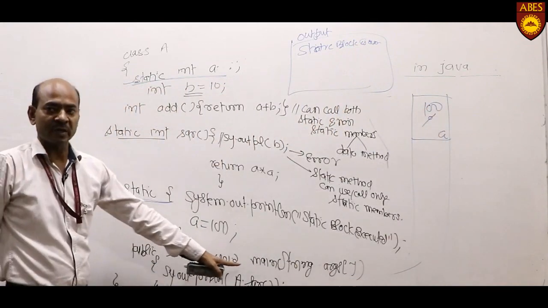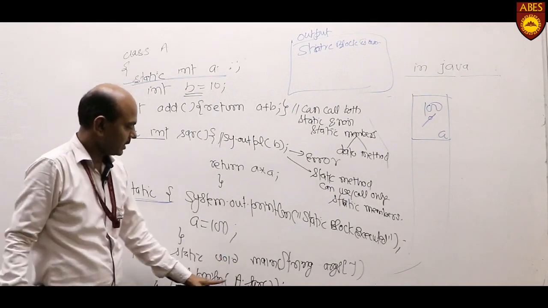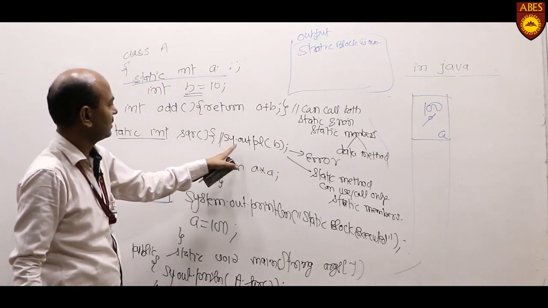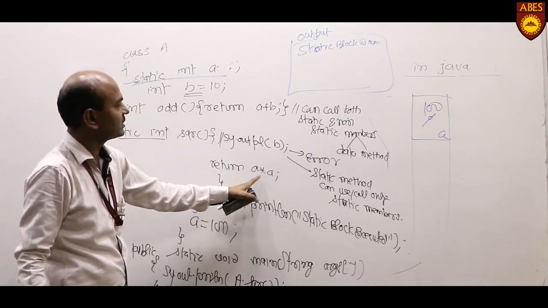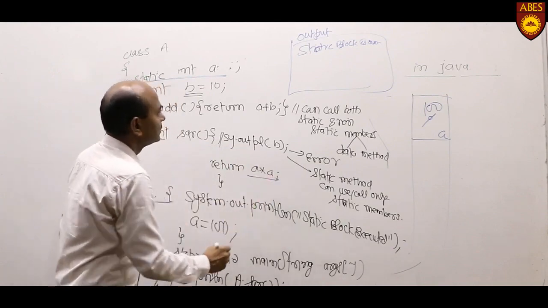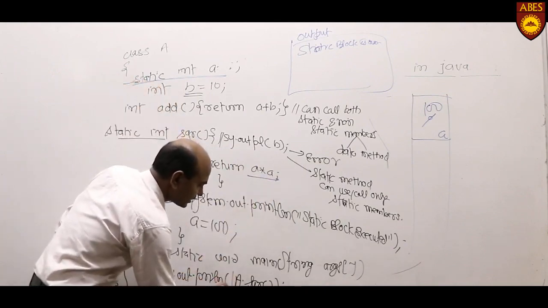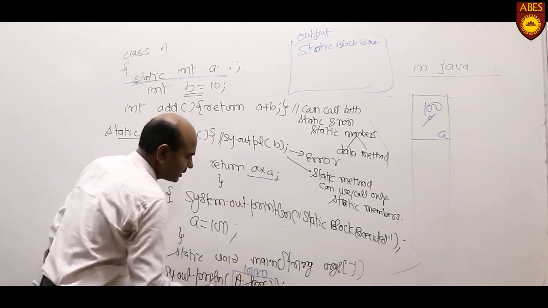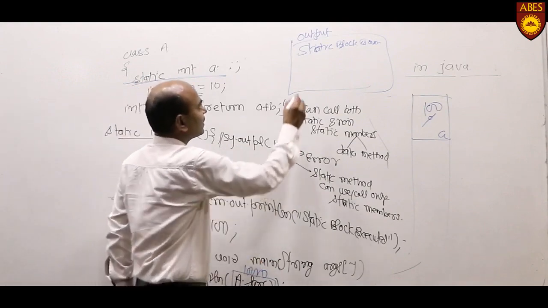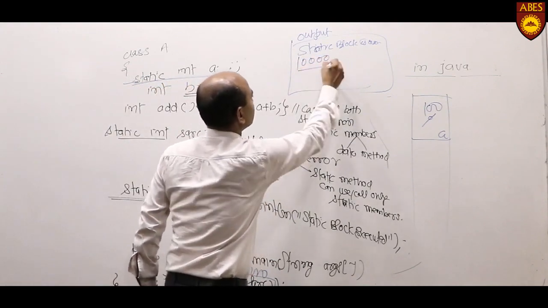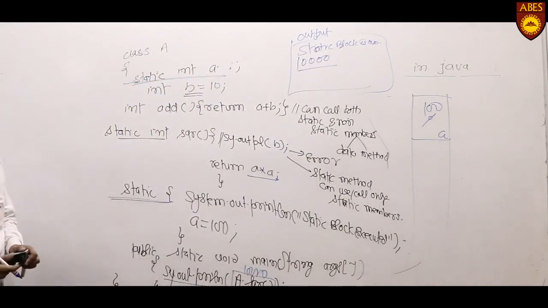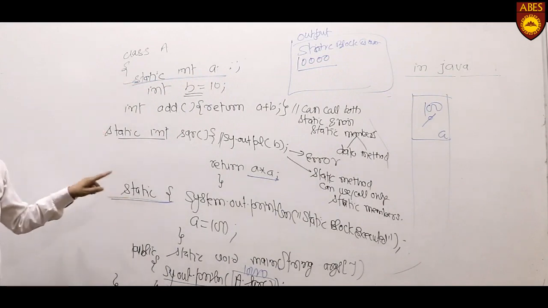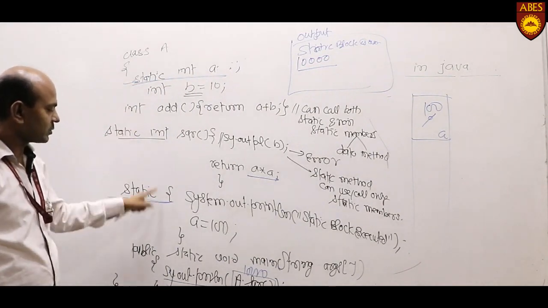Then execution of main starts. So here a.sqr will call the static method sqr and will compute a into a, that is 100 into 100, that is, it will return 10,000 and it will return the value at the place from where it is called. So 10,000 will be returned here and it will be printed in the output: 10,000. So from this program we have learned how static data members and static blocks are loaded in memory and how execution takes place.